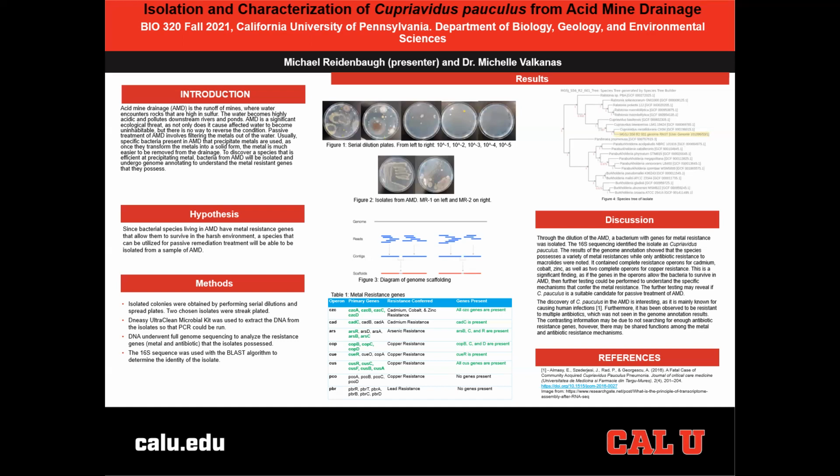Nonetheless, from the contigs, I was able to see a variety of metal resistance genes. And there are full operons for copper, cadmium, cobalt, and zinc resistances. I also searched for antibiotic resistance genes, and out of the more common resistance genes, only macrolide resistance was found.